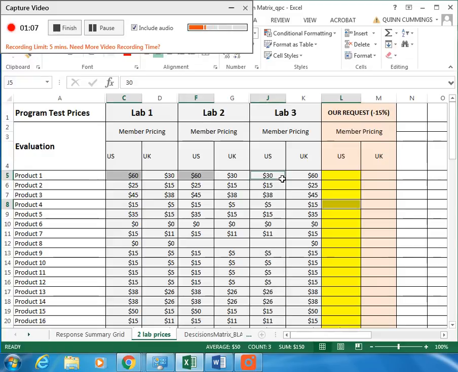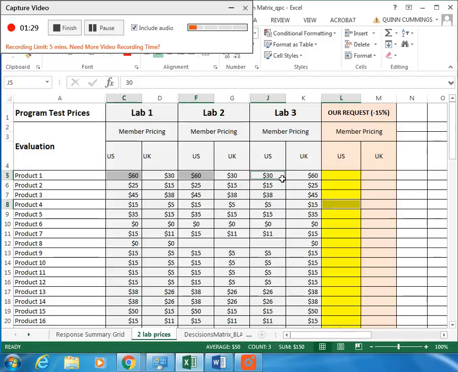And so you can easily do this math in your head, right? You can look at these 3 at each lab and say, well, the cheapest lab for product number 1 is going to be lab number 3 for $30. And then you're going to take away 15%. You can do the math. 30 times 0.15 and deduct that number from 30, you get your answer.